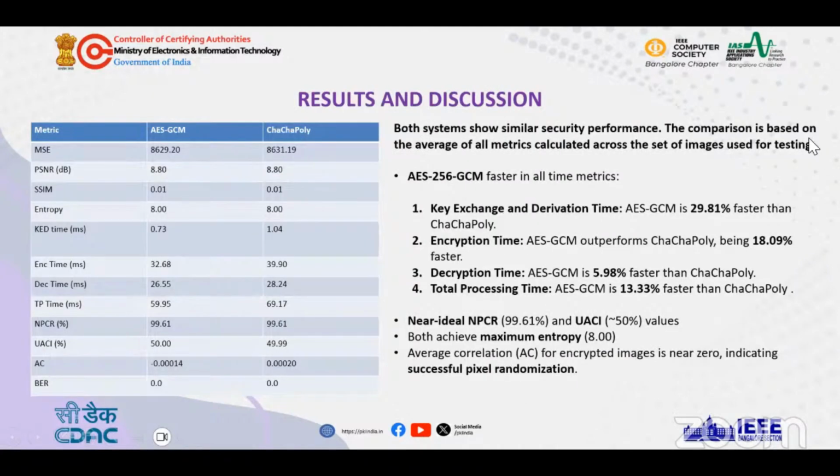Now to the results and discussion. Both the systems show similar security performance. The comparison is based on the average of all the metrics calculated across the set of images used for testing. AES-GCM is faster in all time metrics, as we can see here. Near ideal NPCR and UACI values, and both achieve maximum entropy. Average correlation values for the encrypted images is near 0, which is good.